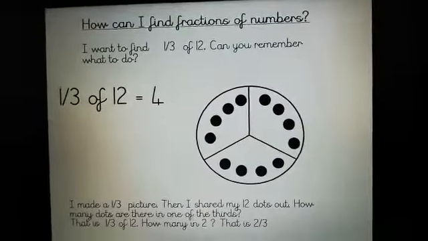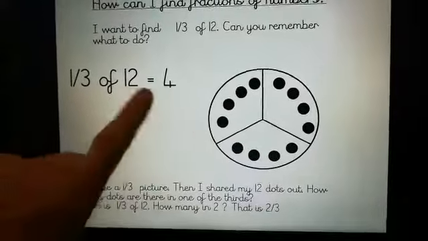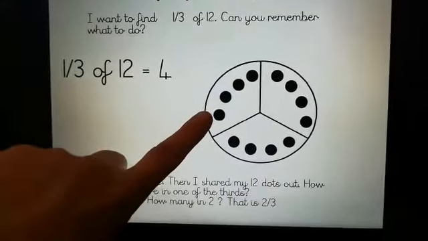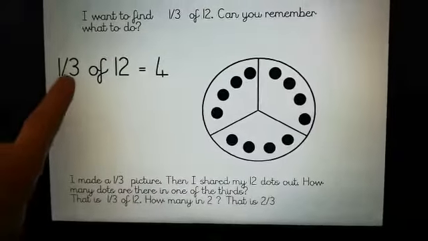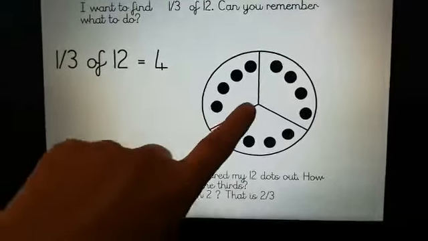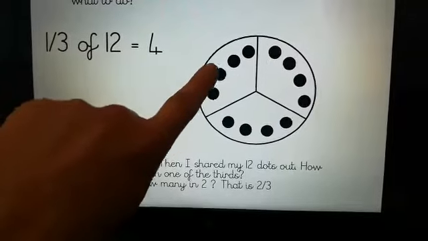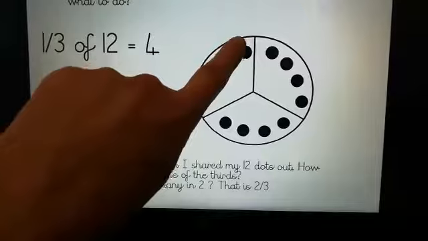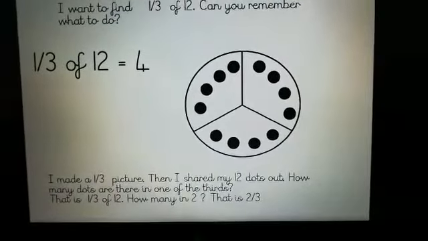So hopefully you've come up with this. There's my sharing circle into thirds. I've then shared out my 12 dots equally. To find 1/3, I need to look in at 1/3 of my sharing circle. So I've got 1, 2, 3, 4. So 1/3 of 12 equals 4.